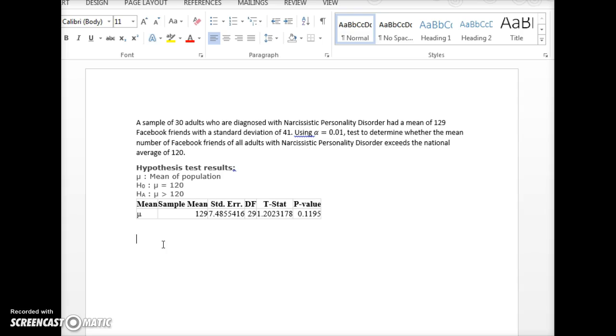We reject H naught if the p-value is less than 0.01. For this example, our p-value is 0.1195. So we fail to reject H naught since the p-value is greater than 0.01.